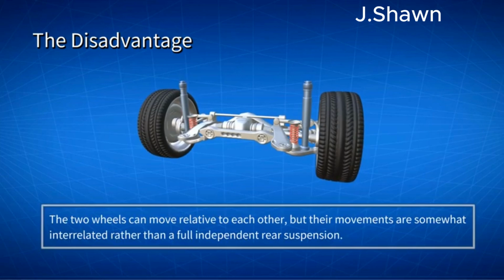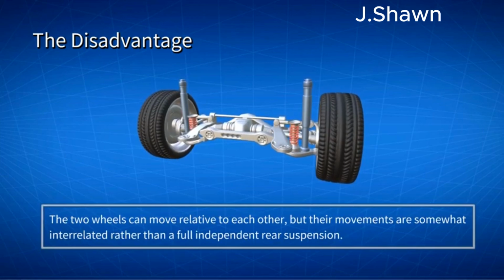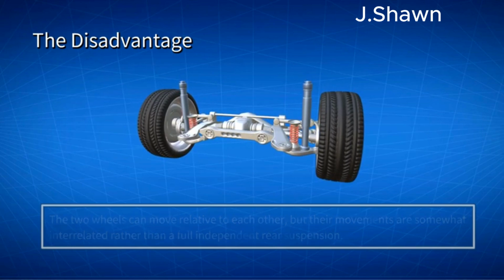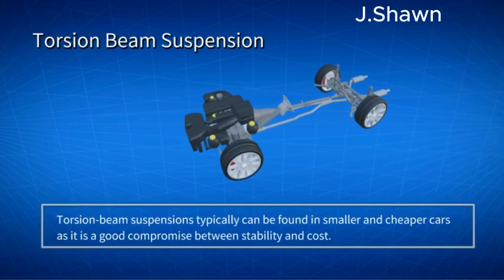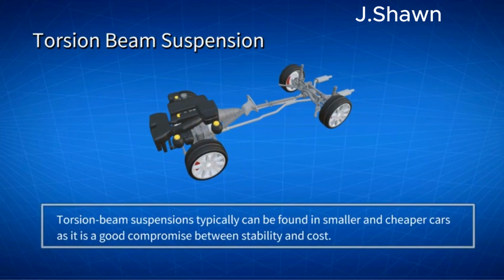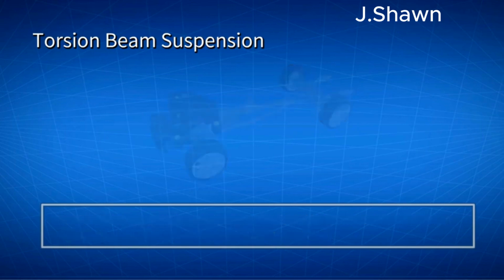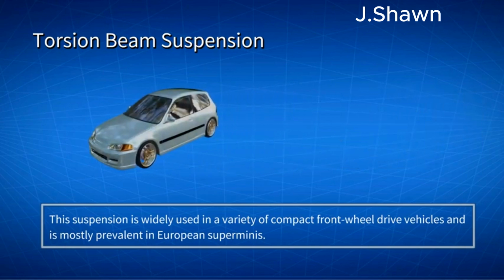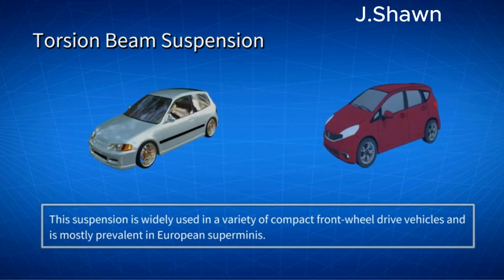As mentioned before, the torsion beam suspension is commonly referred to as semi-independent, and the two wheels can move relative to each other, but their movements are somewhat interrelated, rather than a full independent rear suspension. Torsion beam suspensions typically can be found in smaller and cheaper cars, as it is a good compromise between stability and cost. This suspension is widely used in a variety of compact front-wheel drive vehicles, and is mostly prevalent in European superminis.